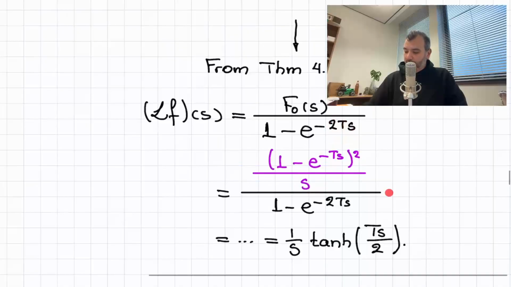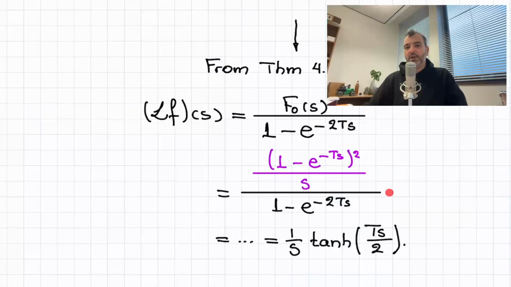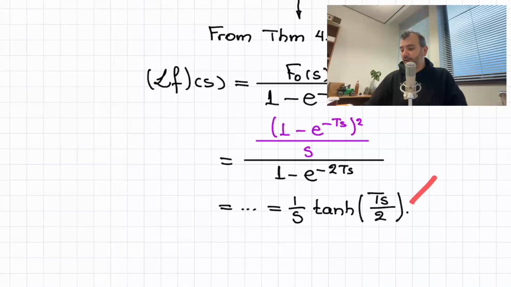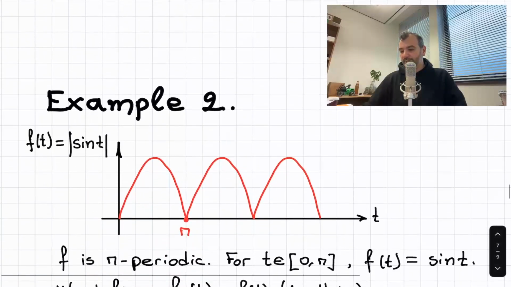You can stop here if you like. So that's a perfectly legit answer. Or you can do a little more work to simplify the result. That's optional, only if you like, to write it like this: 1 over s times hyperbolic tangent of t times s over 2. And this was the first example, but I'd like us to have a look at another example.